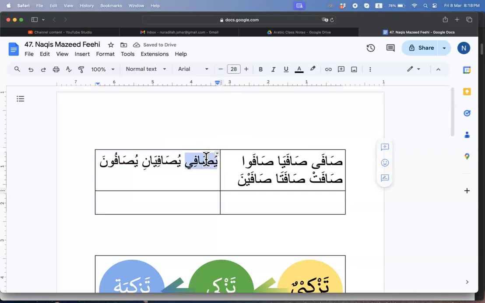Next one, hiya. Here is you saw, to saw fee. And then the next one, tusofiani. Basically like this, just change to ta. What about hunna?